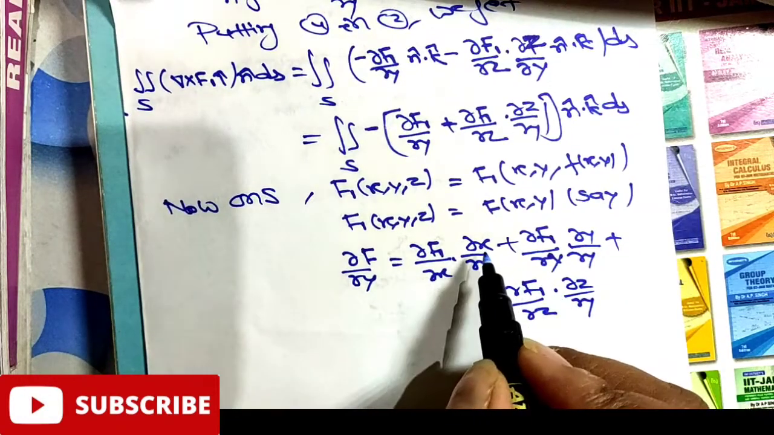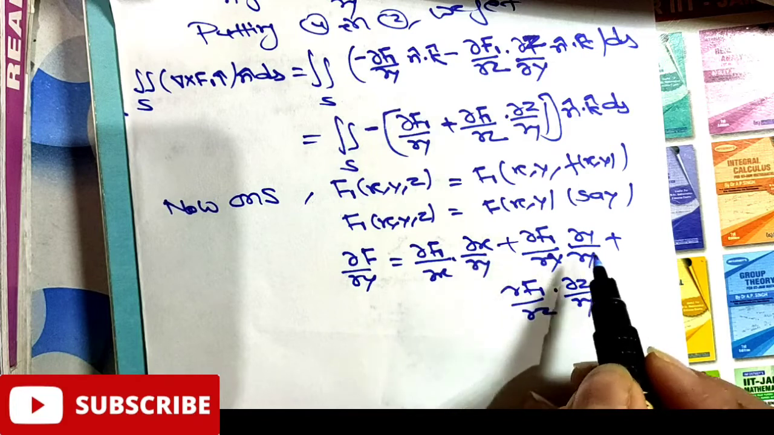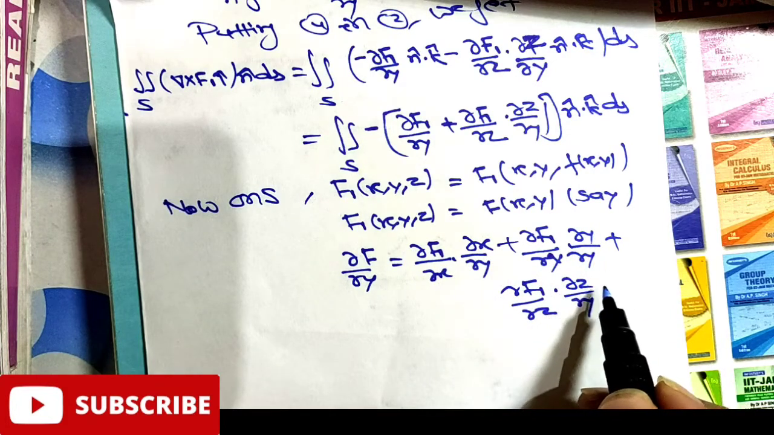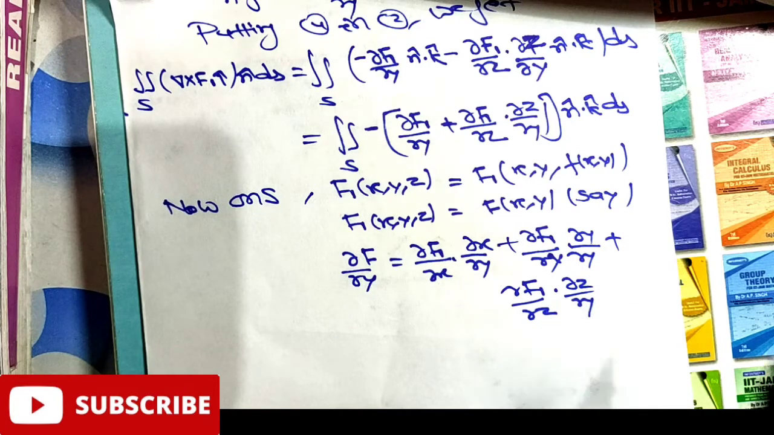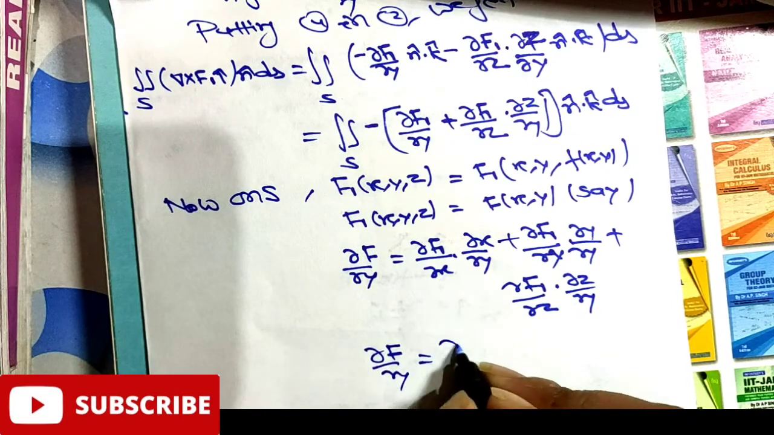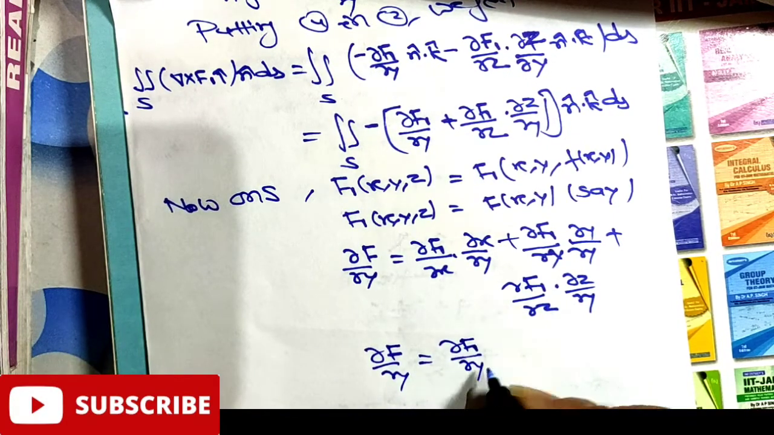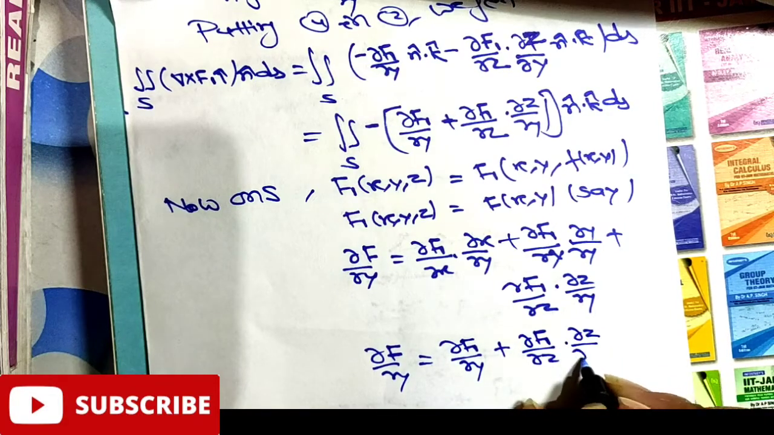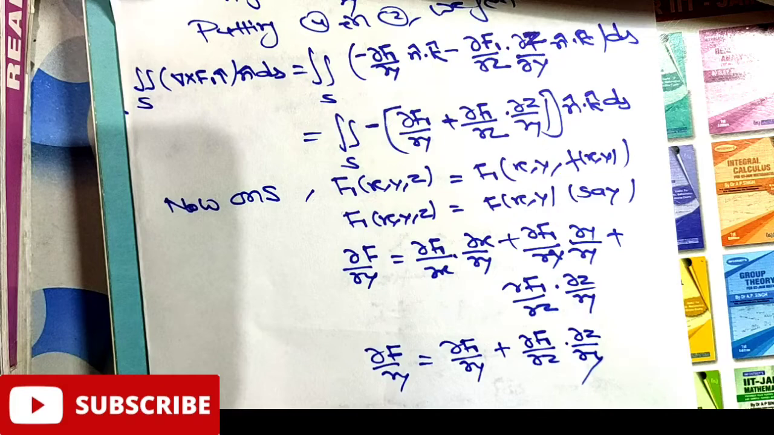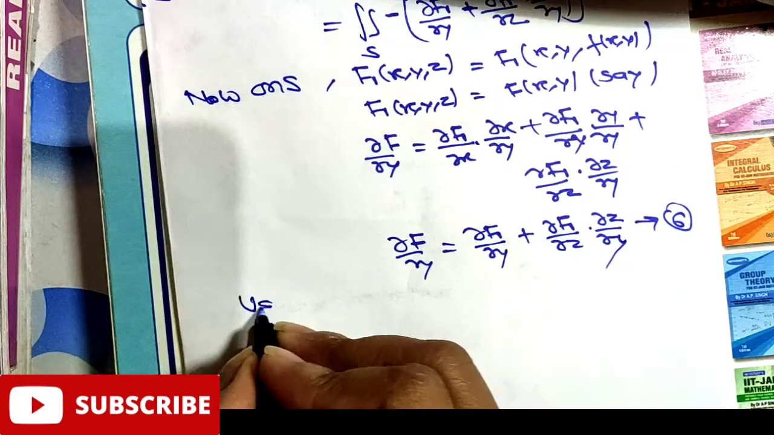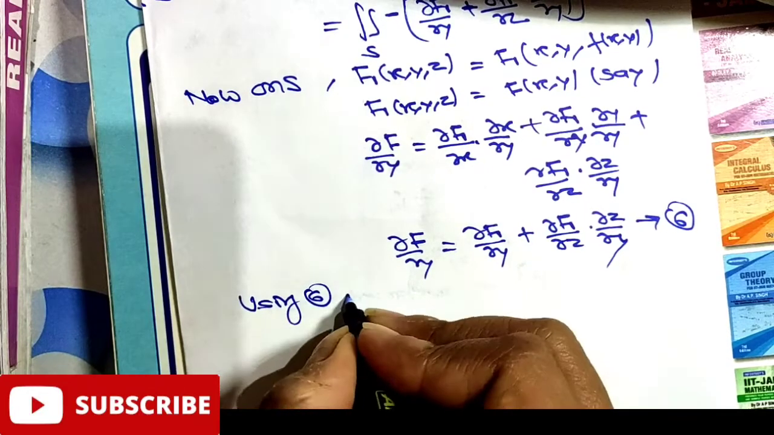Again we are going to use x as a constant. This gets cancelled, it becomes 1, and z is also a function of x and y because z equals f(x,y). So we find a partial derivative of this. So this will become del F upon del y is equal to del f1 upon del y plus del f1 upon del z, del z upon del y. Give it equation 6.